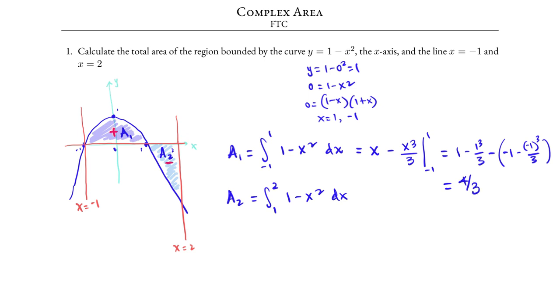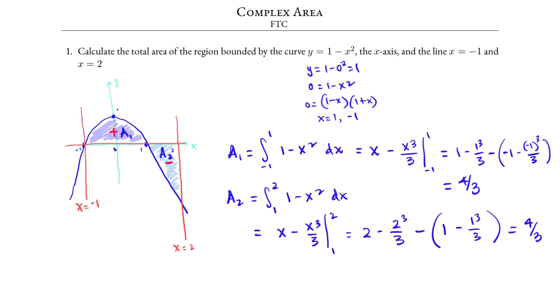Next, we evaluate the second integral. It has the same antiderivative, which is x minus x cubed over 3, but this time we evaluate at x equals 1 and 2. Plugging in 2, we have 2 minus 2 cubed over 3, minus, plugging in 1, we have 1 minus 1 cubed over 3, and this will also be 4/3, but it is negative.